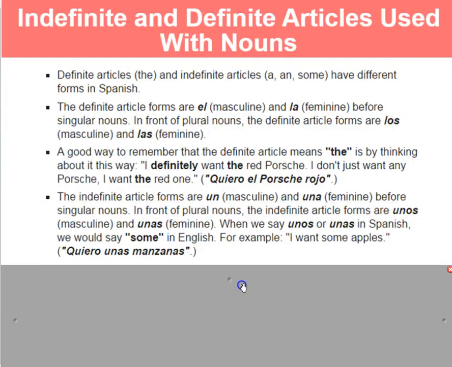Now, indefinite articles, let's go down to this bottom part right here. The indefinite articles are again used for the words a, an, and some. And we have a masculine singular form, and that's un. And the feminine singular form is una. And we have plural forms of both of those, and they are unos, and then we have unas. And it says right here, when we say unos or unas in Spanish, we would say some in English. For example, quiero unas manzanas means I want some apples. So it's the plural form there.